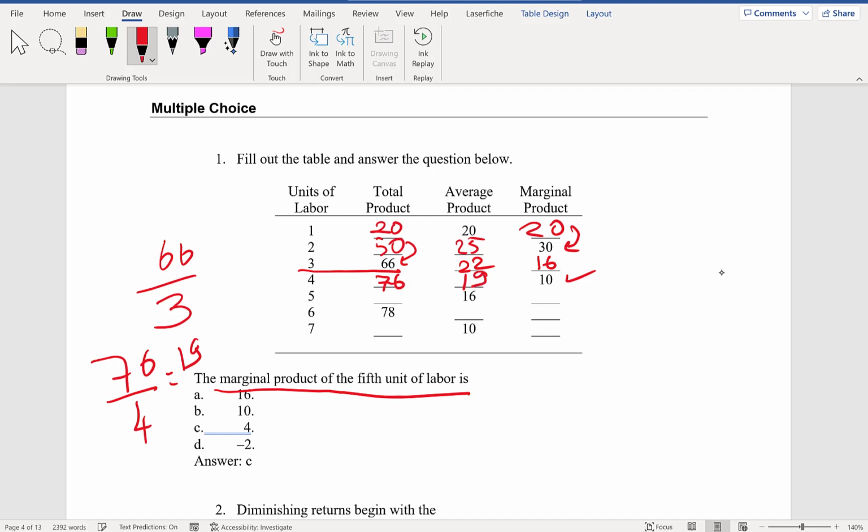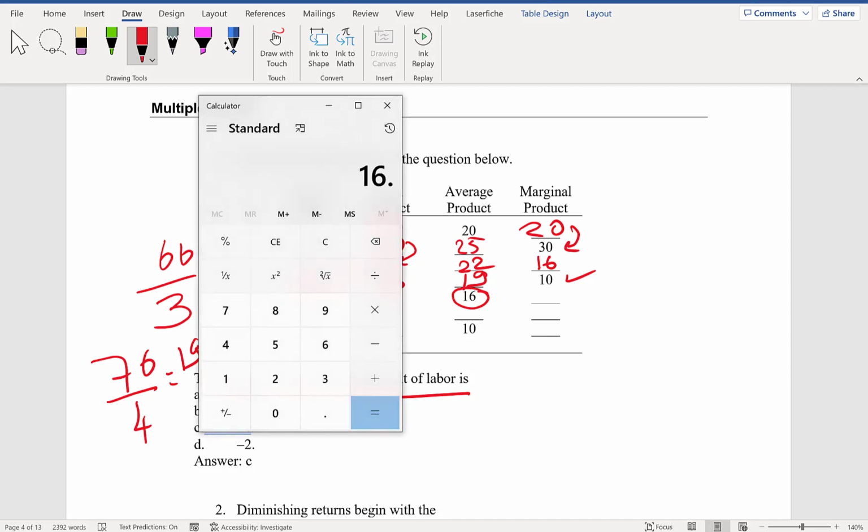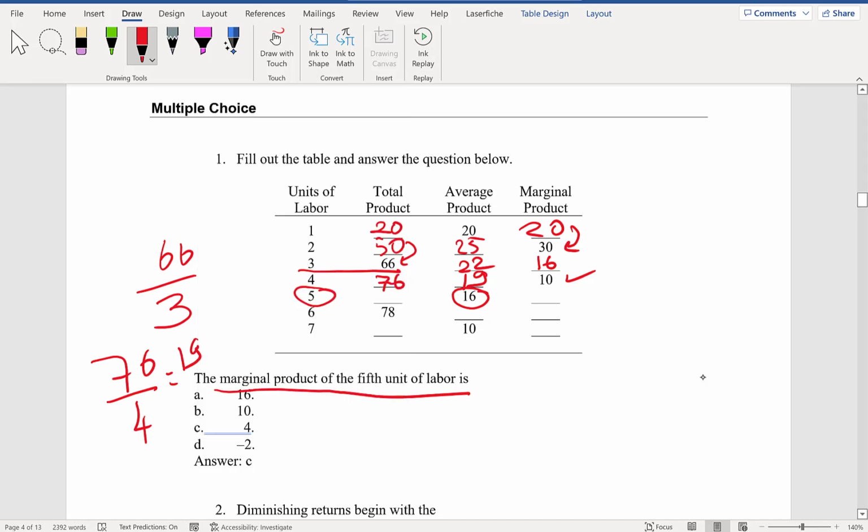That is average product. All right, it's asking for the marginal product of the 5th worker. Cool. So 5 workers on an average produce 16 units. Therefore, 16 times 5. That's the total product, 80. So 76 to 80 increases 4 units. So the marginal product of the 5th unit of labor is going to be 4 units. Once you learn how to calculate these, it comes really natural.